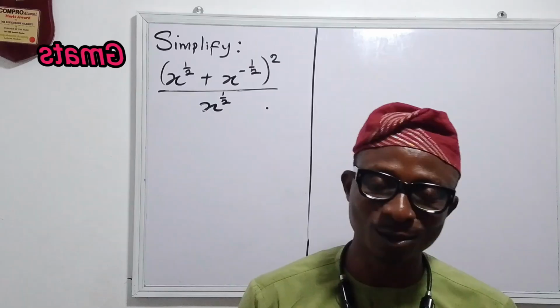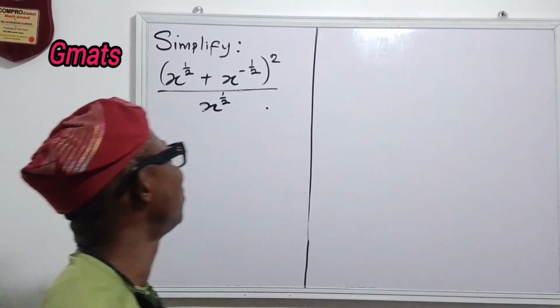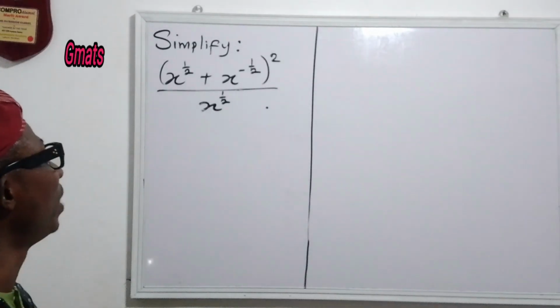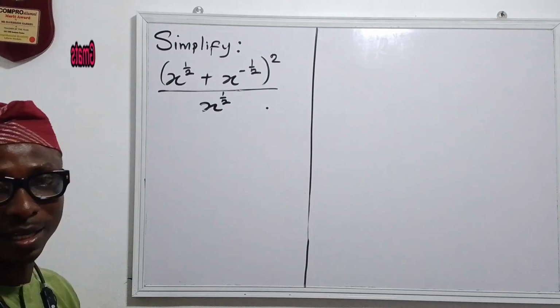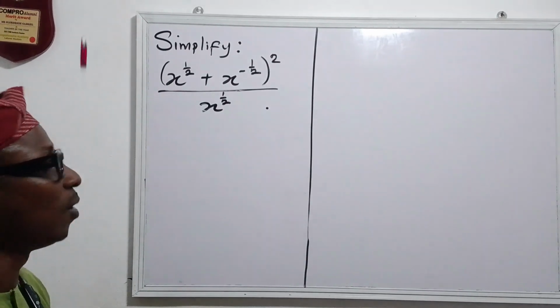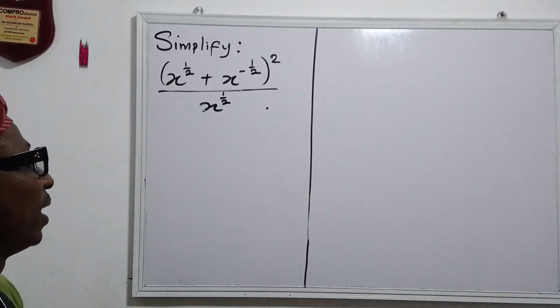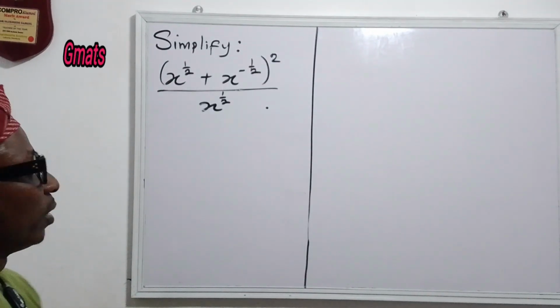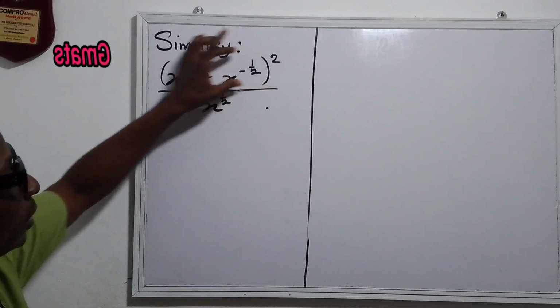All right, let's dive into today's class. Now, you have to simplify this indicial expression. That is x raised to the power of 1 over 2 plus x raised to the power of negative 1 over 2, all squared, divided by x raised to the power of 1 over 2. Now, to solve this problem, the first thing is I focus more on the numerator.